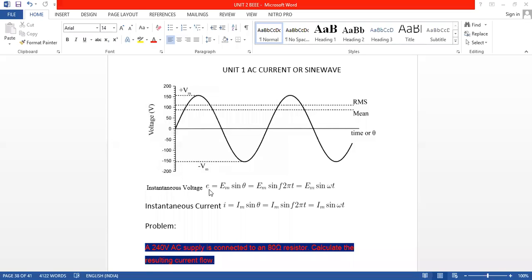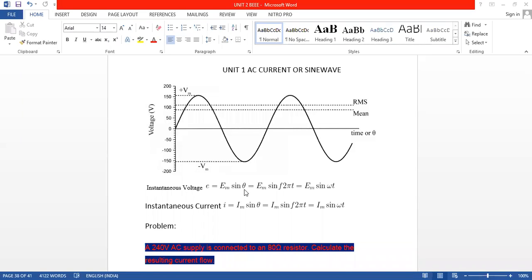So I make it clear here. Today onwards, AC voltage. Which voltage is coming to our house? AC voltage. What is the formula for AC voltage? Yes. What is the formula for AC voltage? E is equal to Em sine theta. E is equal to Em sine theta.